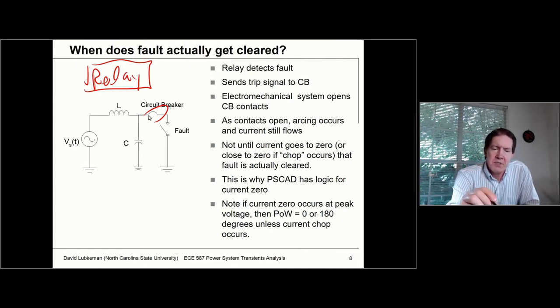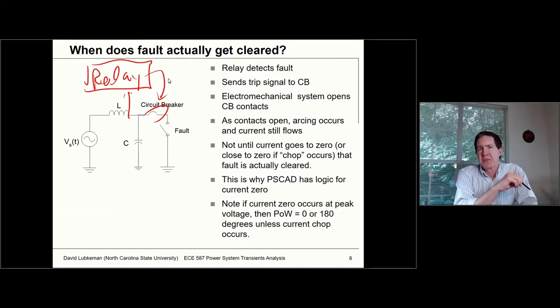But what happens is that the relay needs some time in order to know there's a short circuit, and then it needs some time to generate a signal and send a trip signal to that circuit breaker. So there's going to be a delay of so many cycles in there, depending on the level of the current, whether it's a really high current or really low current. But anyway, there's going to be some processing delay. Eventually that circuit breaker is going to get that trip signal.